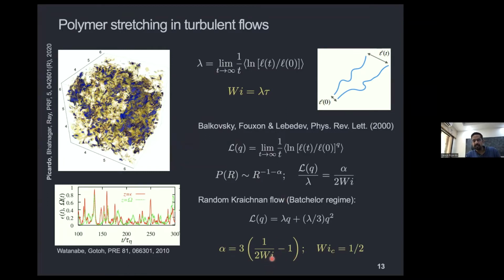And what's immediately clear here is that when the Weissenberg number is half, alpha becomes 0. And that means your power law has r to the -1 behavior, which is not normalizable, if you are dealing with the ideal case of an infinitely extensible polymer. So that was found as a convenient way to define the coil-stretch transition in turbulence.